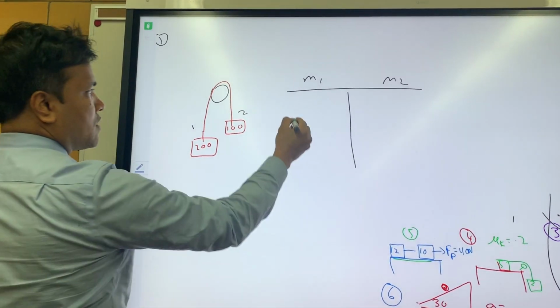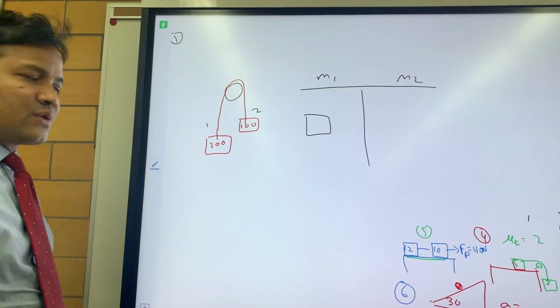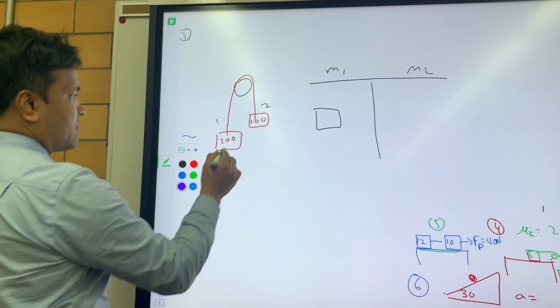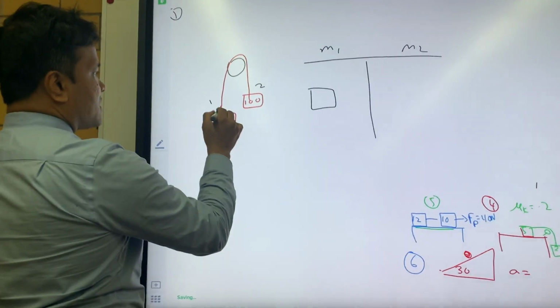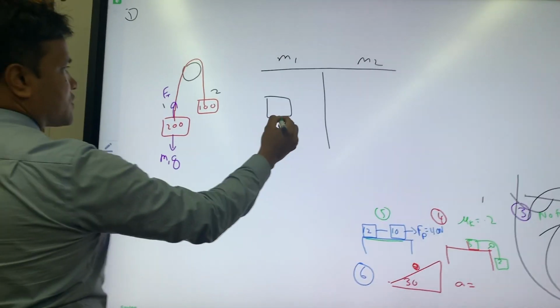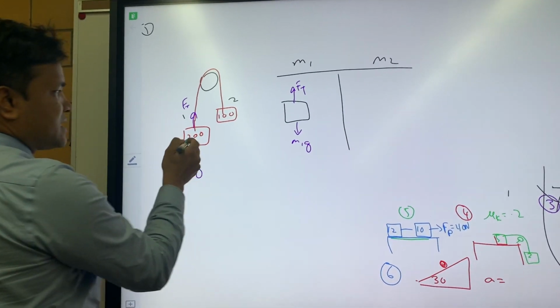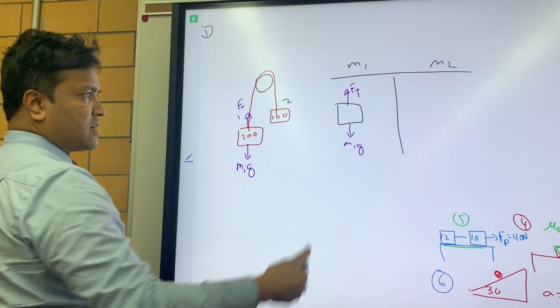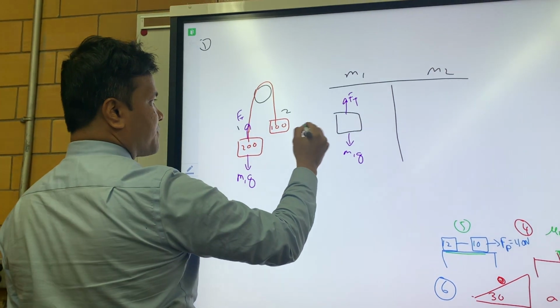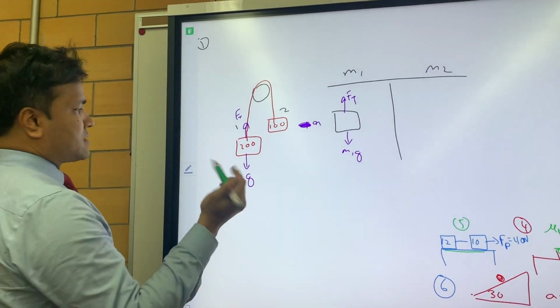So this is 1. Force diagram, all the forces acting in the y direction. What am I talking about? This one, M1g and F2. This is the heavy one, so it's accelerating down. So minus a. Alright, and that's it.